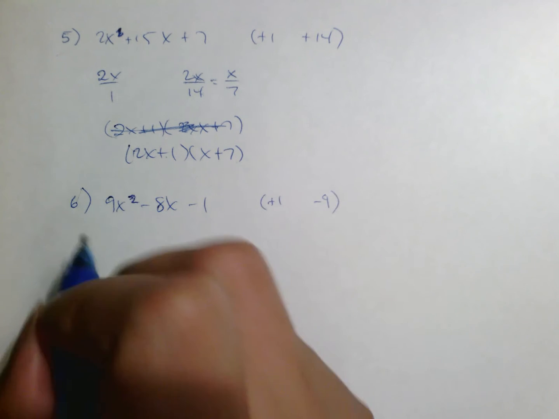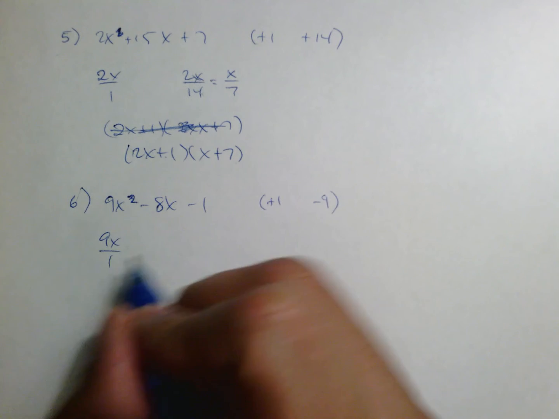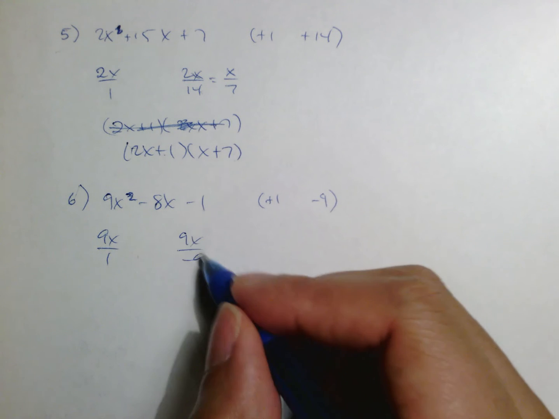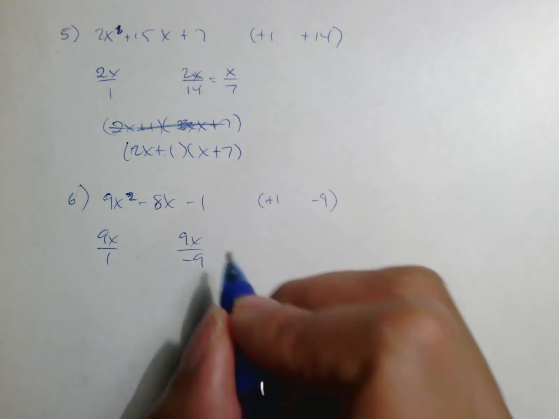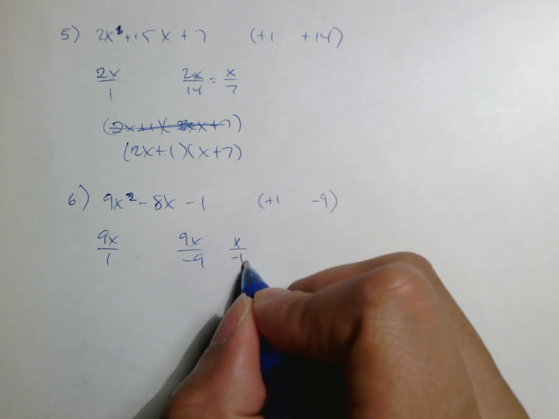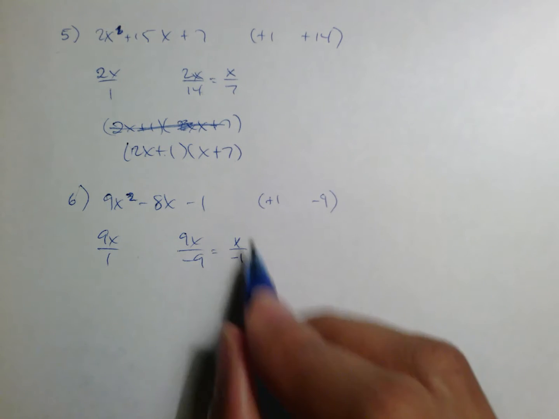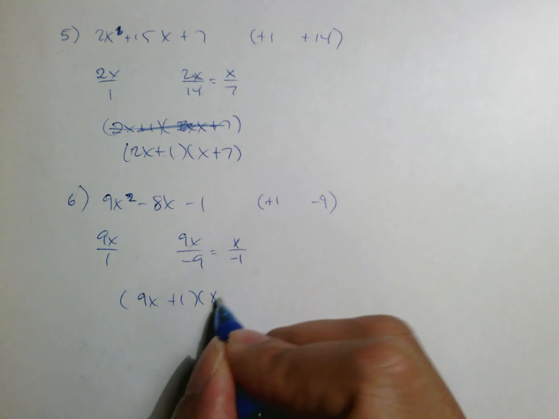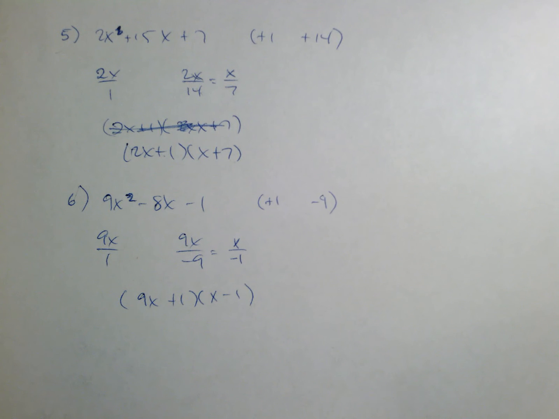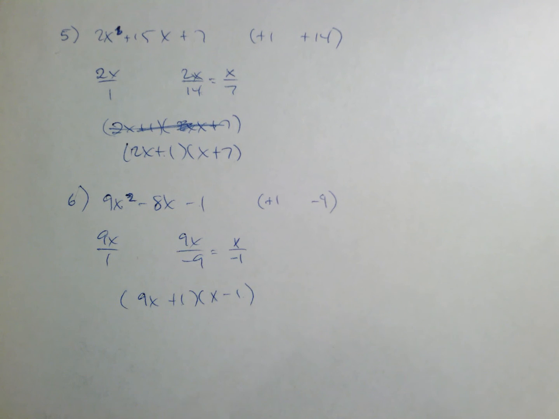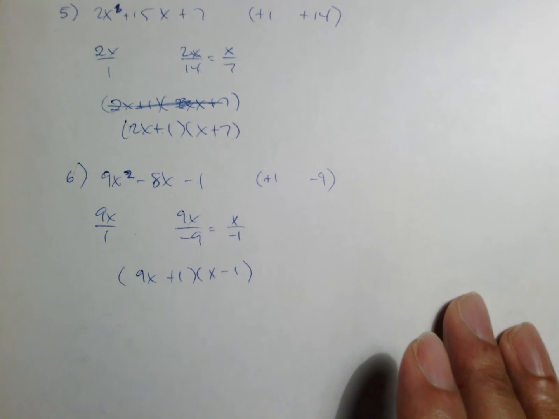Ignore the squared. 9x over 1. 9x, negative 9. This is reduced. Both of these can be divided by 9. 9 divided by 9 is 1. 9 divided by 9 is 1. So there you go there. That reduces to x over negative 1. So this makes 9x plus 1 and x minus 1 there. Again, 9x times x, 9x squared. 1 times negative 1 is negative 1. And that's all that you're expected to be able to do.